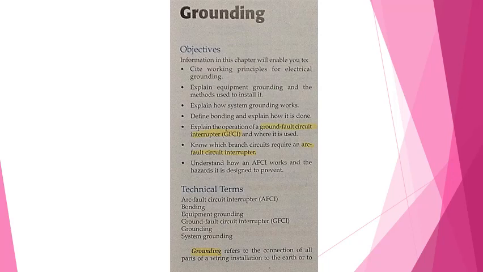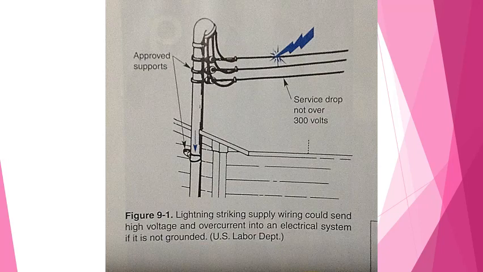Insulation breaking down in the transformer and allowing high voltages. Accidental contact between the service conductors and high tension wires. In any of these mishaps, very high voltages could enter the electrical system.